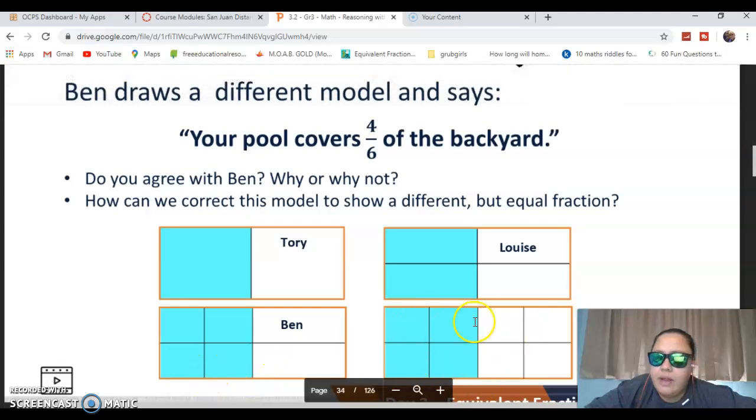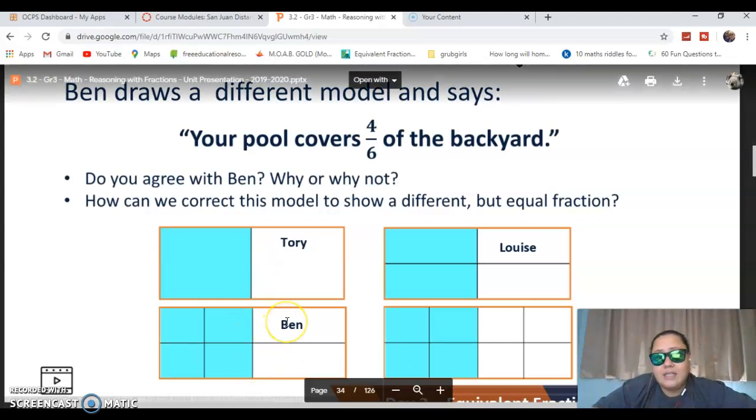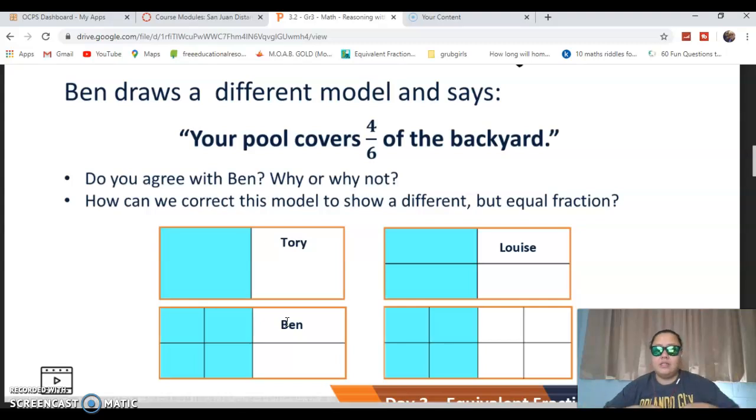Now here we have 4/8, and yes, that one, like we just did on the board, is equal to Tori and Louise. So if he were to say your pool covered 4/8 of the backyard, then Ben would be correct. But if Ben said 4/6, you can draw it out, or you can even test it on our butterfly method. And this is to also see how the butterfly method can say how the fractions are not equal.